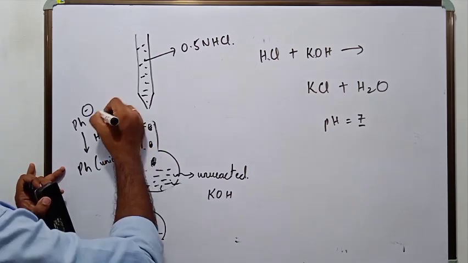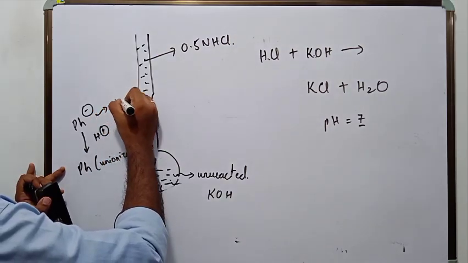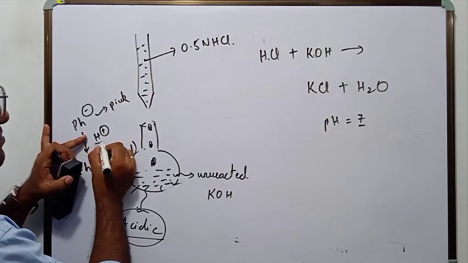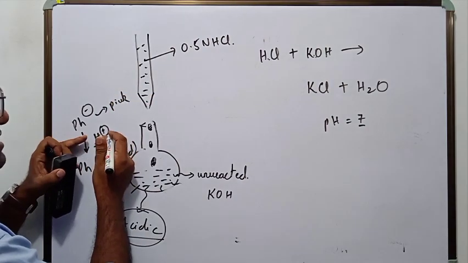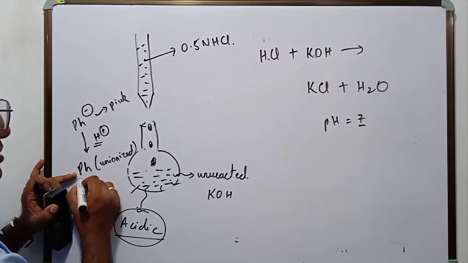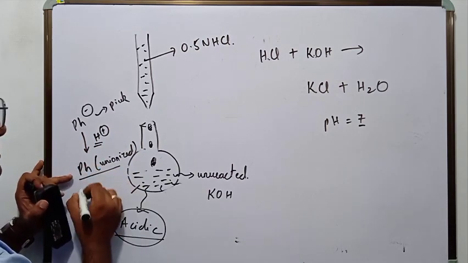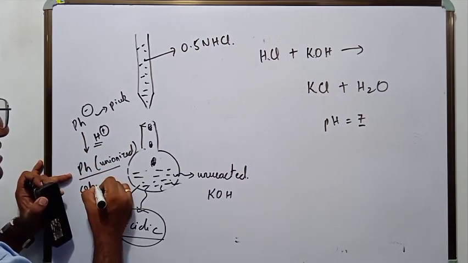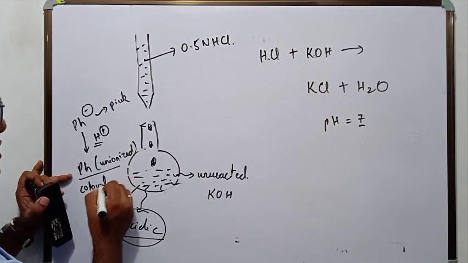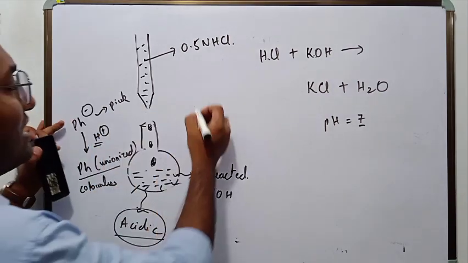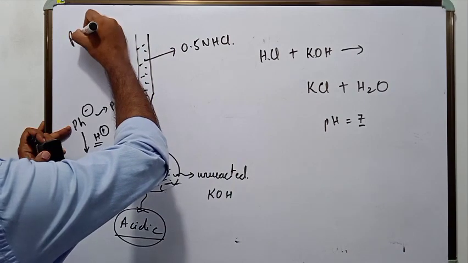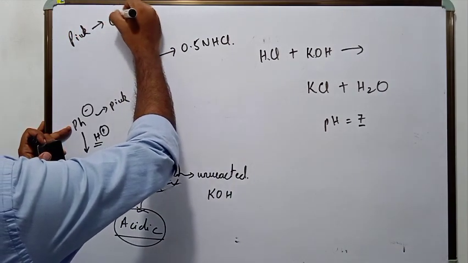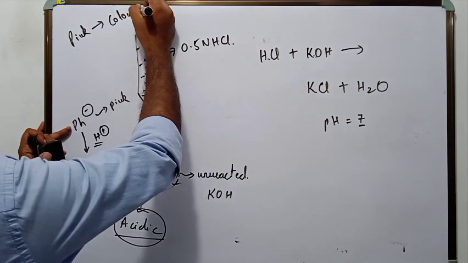Phenolphthalein ionized is pink in color, and when its solution becomes acidic, it receives H plus and becomes unionized phenolphthalein. The unionized phenolphthalein is colorless. So the change in color is from pink to colorless.